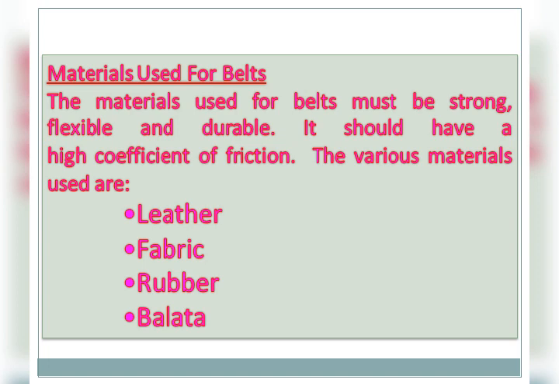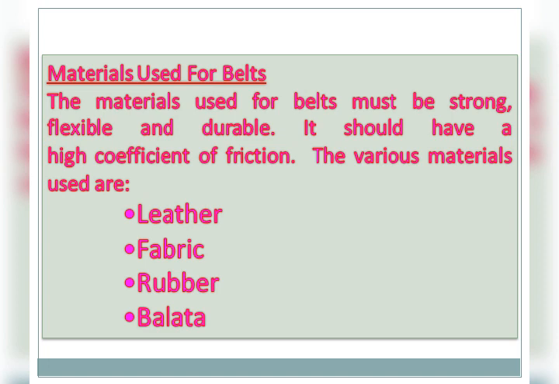It should have a high coefficient of friction. This is also very important because friction is one of the fundamental entities in power transmission. As and when friction is more, automatically power transmission is higher. So we expect the material used for the belt also to have a high coefficient of friction. The various materials used are leather, fabric, rubber, and another one is balata. We'll see about all of these.